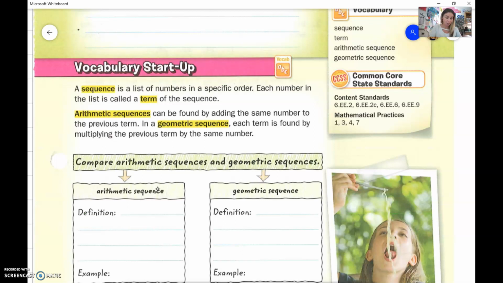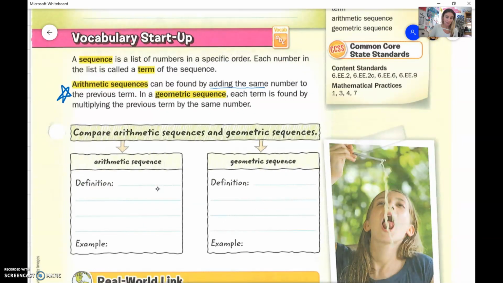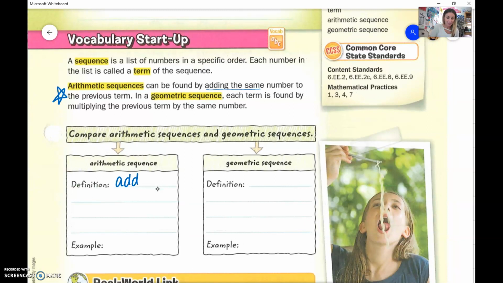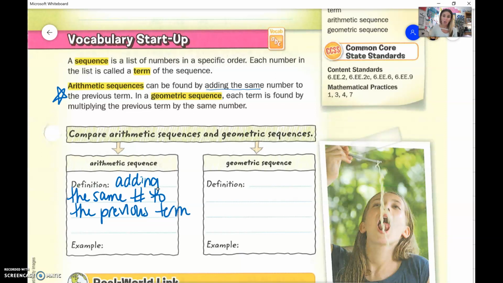Okay, so we're going to talk about two quick things here. We're going to talk about arithmetic sequences and geometric sequences. Now, it says arithmetic sequences can be found by adding the same number to the previous term. So, the definition, adding the same number to the previous term. So, let's talk about that, for example.